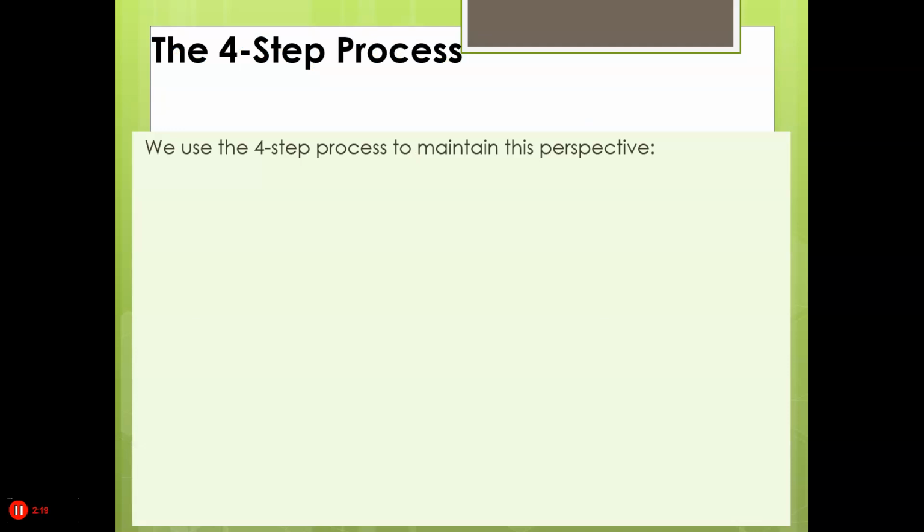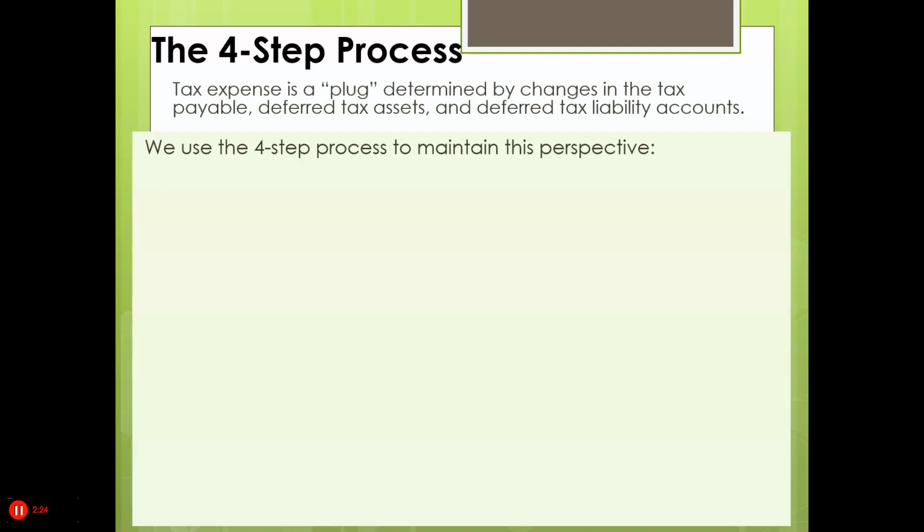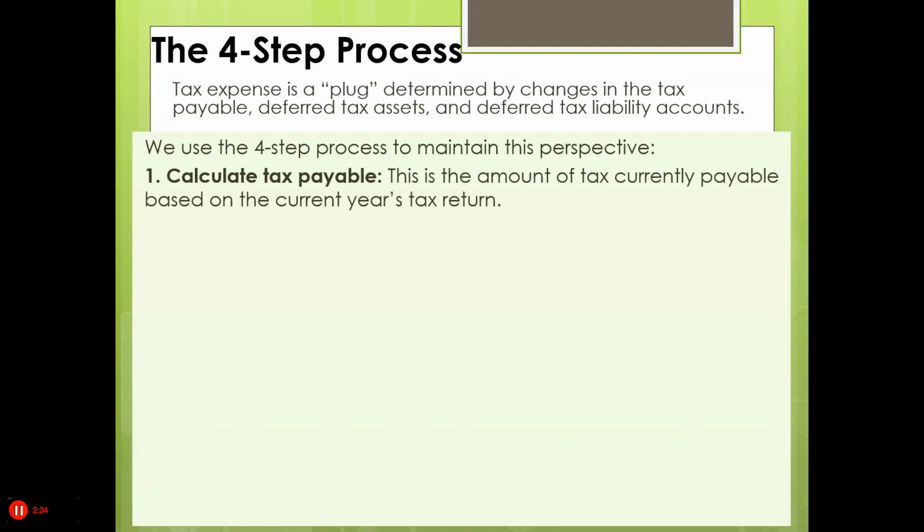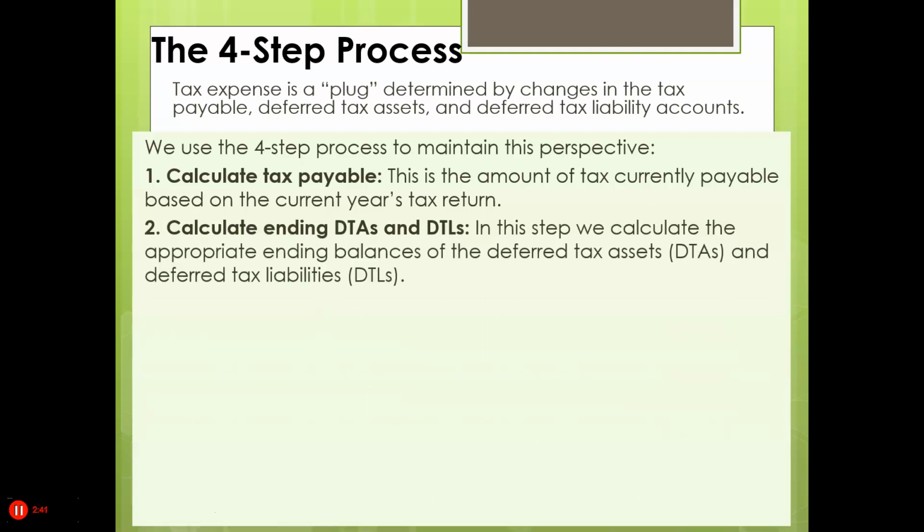Now, we use a four-step process to maintain this perspective, i.e., how do you do your journal entries? So, remember in this example, tax expense is a plug. Okay, you first calculate tax payable. This is the amount of tax currently payable based on the current year's taxable income. Second, calculate ending deferred tax assets or deferred tax liabilities. In this step, we calculate the appropriate ending balances of the deferred tax asset or deferred tax liability.